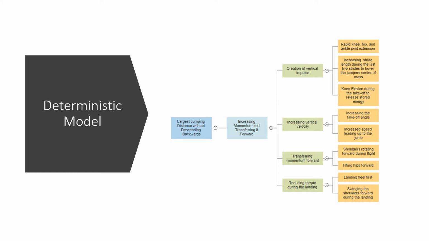Increasing vertical velocity is also important. This is done by increasing the takeoff angle to ensure a longer flight time, and by increasing the run-up speed. Once these variables create momentum, it is transferred forward through shoulder rotation and hip extension. Once the jumper lands, torque needs to be reduced as well. This is done by landing heel first and also by increasing shoulder extension.